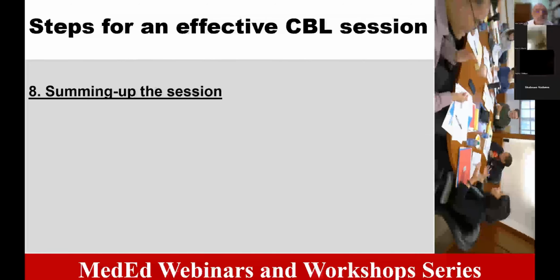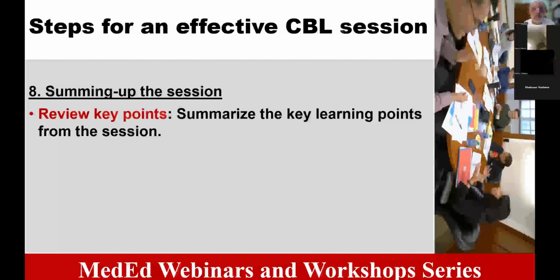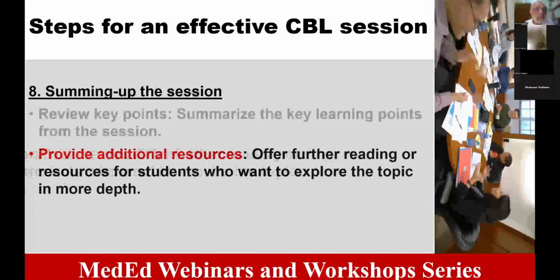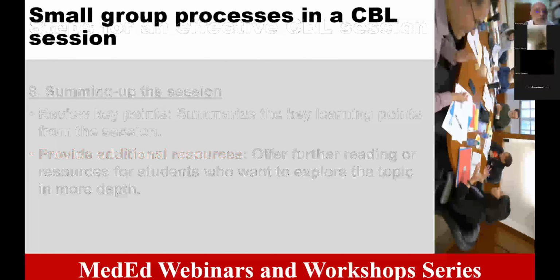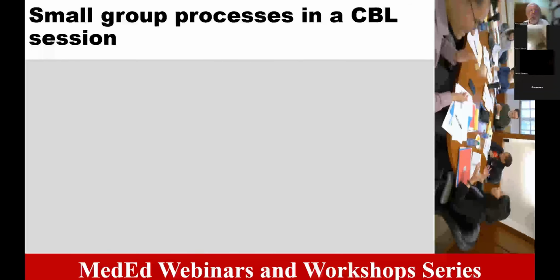And the last step is summing up the session, where the facilitator would summarize the key learning points for the session and clarify any doubts. If some students want to learn more and go into the detail, the facilitator may suggest some additional resources only for those students who really want to go into more depth of that issue. So here is, let's say, summarizing the whole process in a small group CBL session.